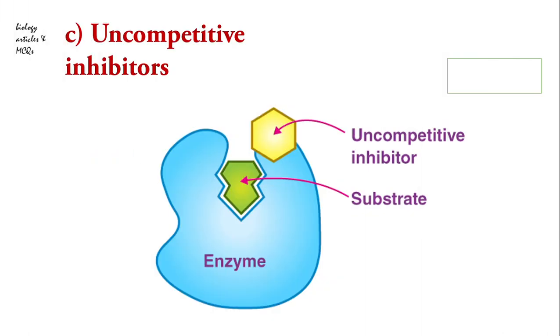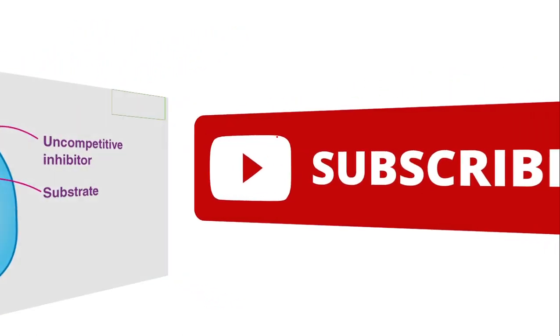The third type of the reversible inhibitors is the uncompetitive inhibitor. And guys, the uncompetitive inhibitor does not attach to the active site, or it will not attach to the enzyme directly. It will attach to the enzyme-substrate complex. Means, first of all, the substrate will attach to the active site of the enzyme, and when the enzyme-substrate complex forms, this inhibitor will attach to that enzyme-substrate complex, and so this type of inhibitor is called an uncompetitive inhibitor. So this is all the discussion about the reversible inhibitors.